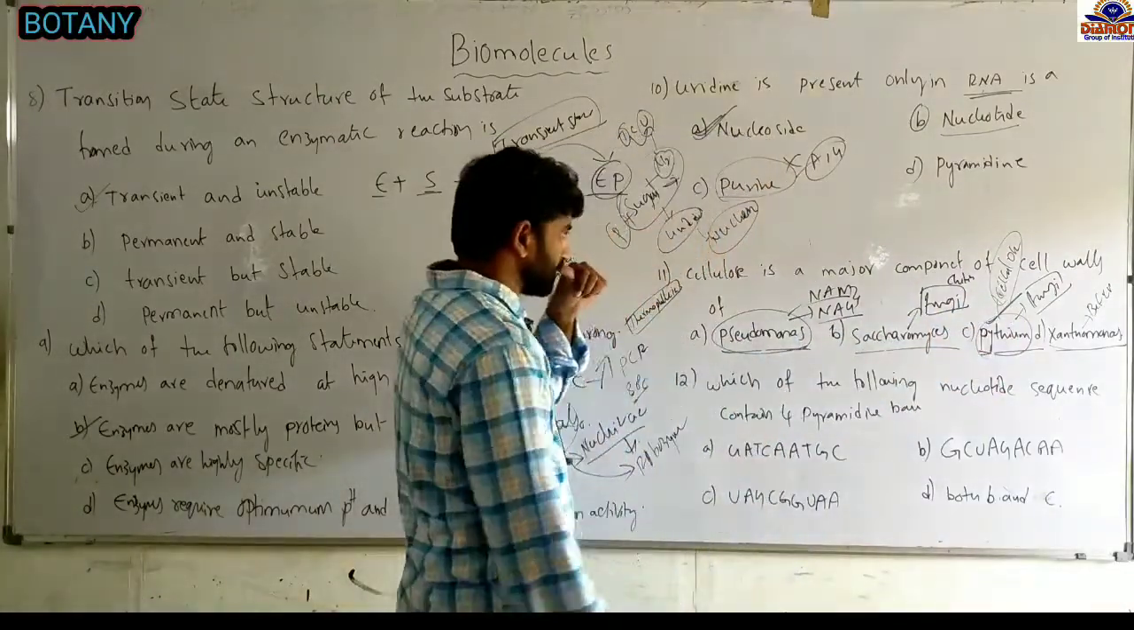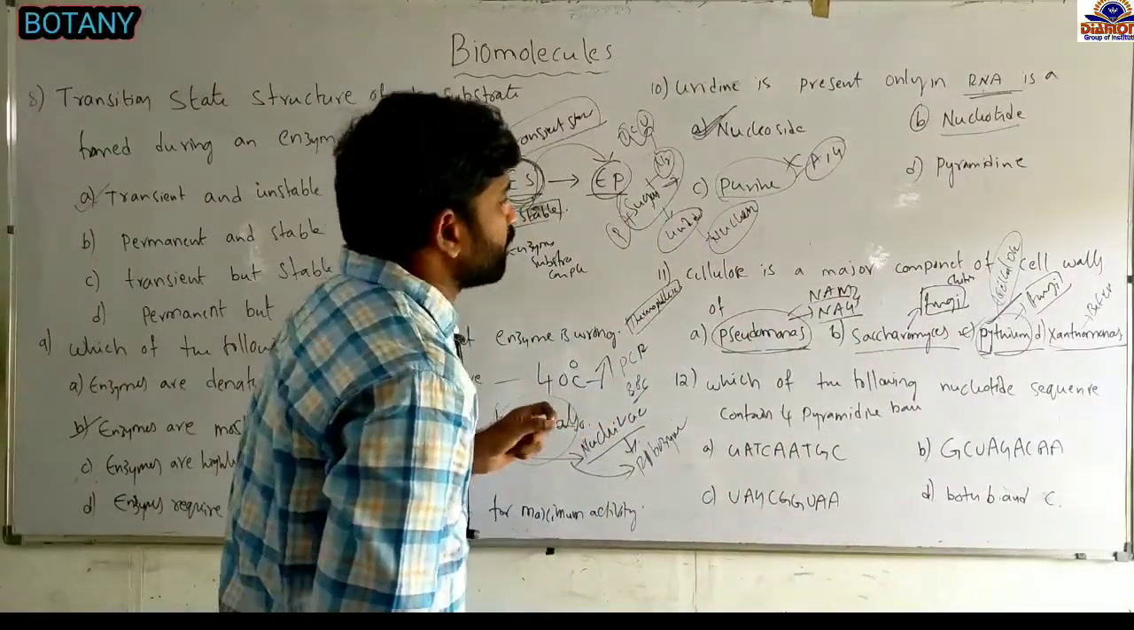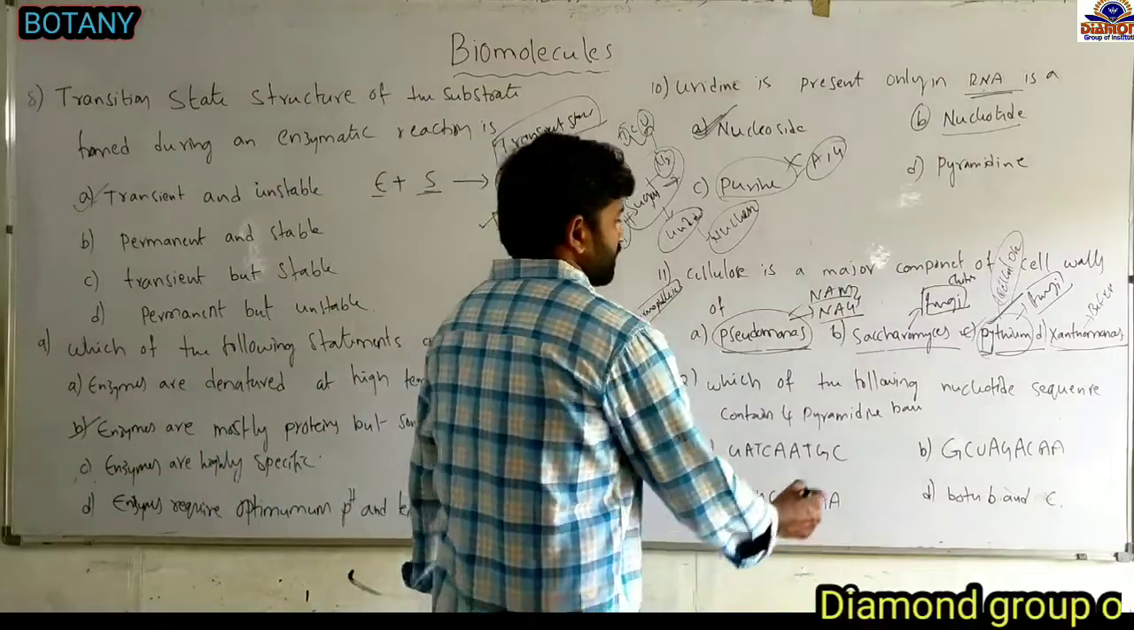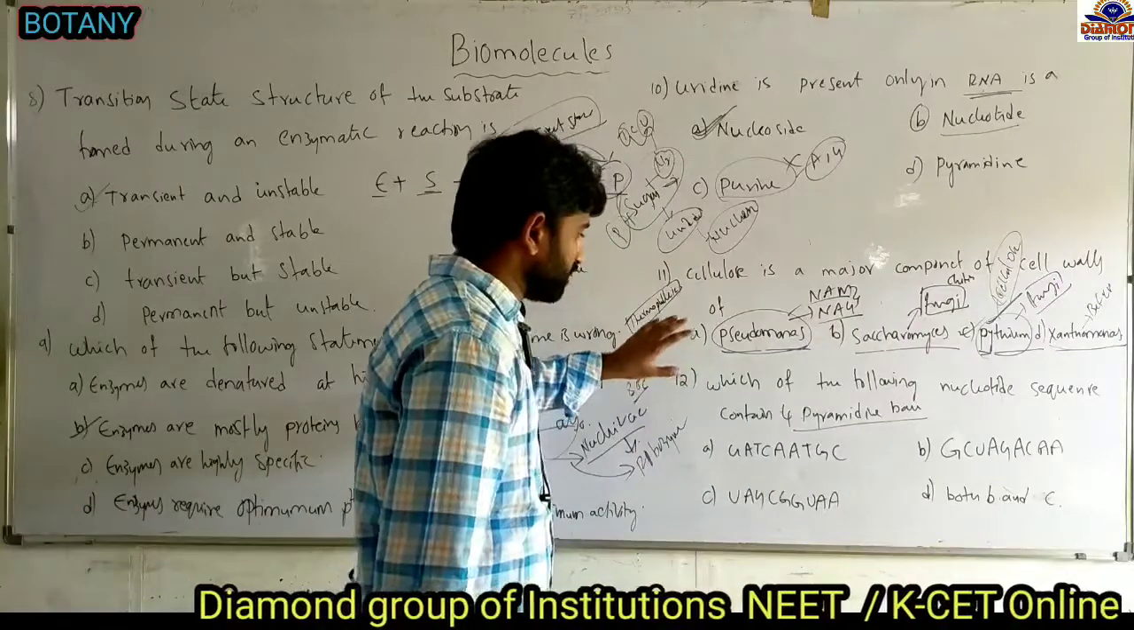So answer is C. And next question, which of the following nucleotide sequences contains 4 pyrimidine bases? So again, the question is from the nitrogen bases only.